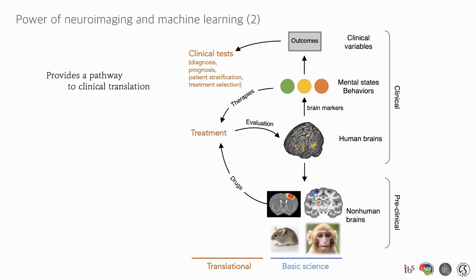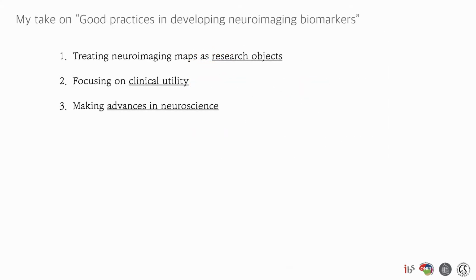And the combination of these two powerful methods provides a pathway to clinical translation, serving as a bridge between the preclinical and clinical studies. However, not many clinical tools are available yet, and I want to discuss how we can improve this situation. There could be many different reasons, but my take on this has three main proposals. And the first one is treating neuroimaging maps as research objects.